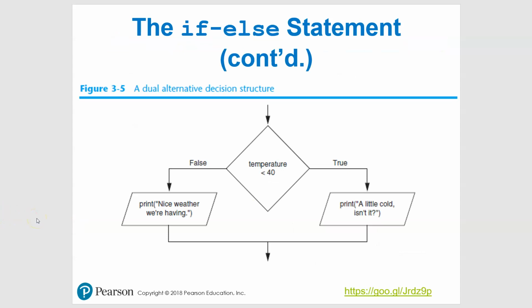So this particular one here, we have our program, the old temperature less than 40. And I know we talked about this last time too. And so in this one, if the temperature is less than 40 degrees, it's true. It's going to print a little cold, isn't it? Okay. On the dual side, when we flip back over here, if it's not less than 40, it's false. It will print this nice weather we're having.